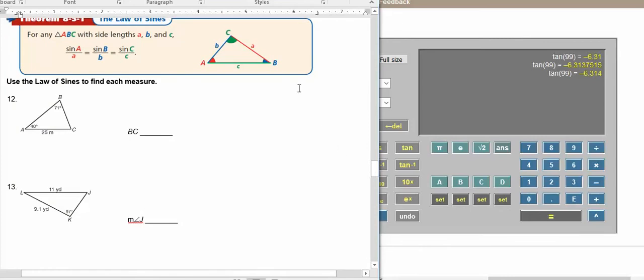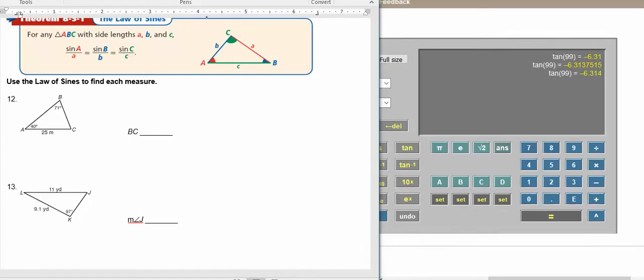Now we get to the fun stuff. We're going to use the law of sines, so now we get to actually do it. So I'm going to use my pen for these. You can type them, that's fine, but you may want to write your work on another piece of paper and attach it. They do get a little long.